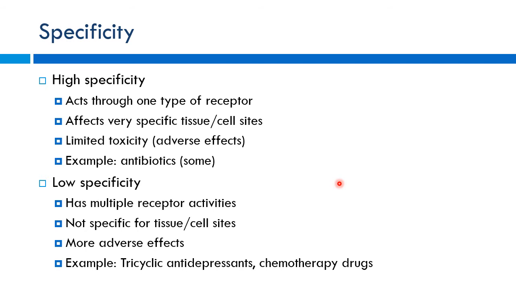those cells themselves. Versus when I was talking about cancer cells, is there a lot of difference between a cancer cell versus a normal healthy human cell? Unfortunately, no. And our drugs there, in a lot of cases, are not super specific. And so you're seeing a lot of side effects like alopecia, hair loss, the suppressed immune system, all of that. And low specificity means multiple receptor activities. Again, not very specific for a particular tissue or cell type, so more adverse effects.